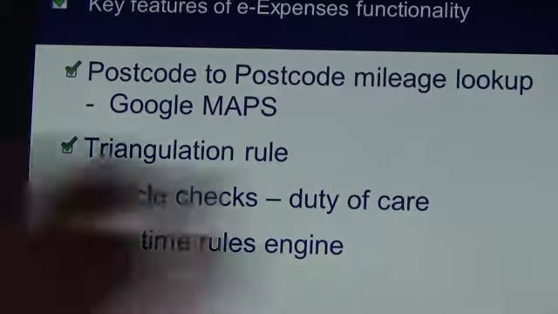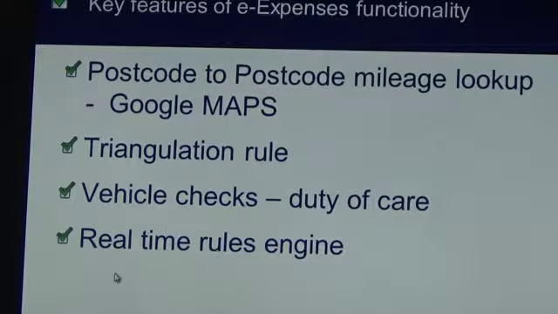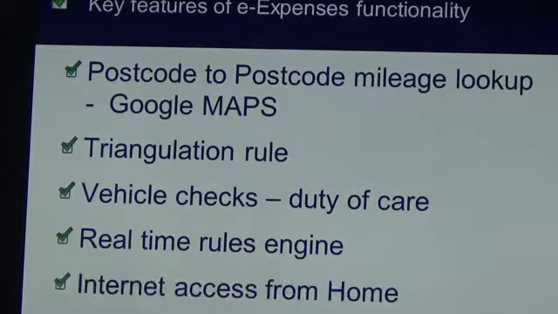We built some real-time rules into the system. So, for example, you might type that you've travelled 300 miles in a day instead of 30 miles. So there's a control around that, to make sure that if you are paid that incorrectly, it helps payroll. I touched on the internet access from home, okay, previously.